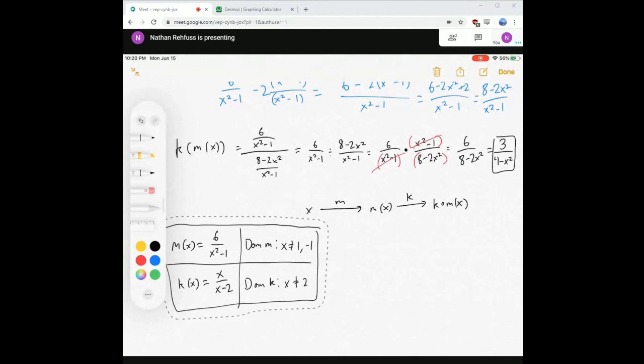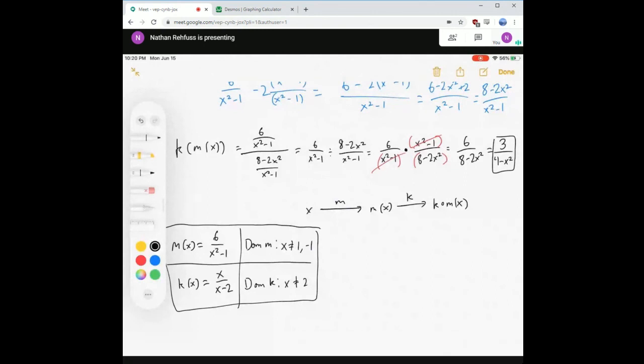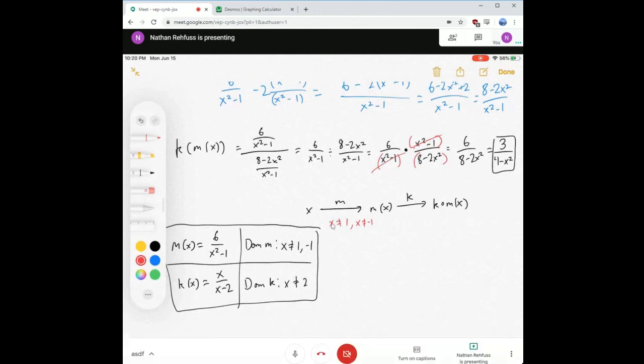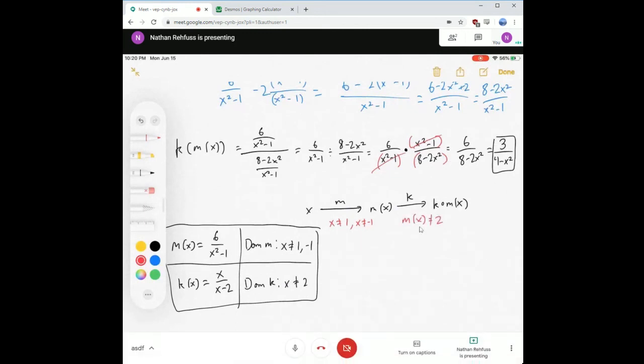How that helps us is, now I can say, okay, if x is going to go into m, then first off, I can't have 1 and I can't have negative 1. Second, m has to go in a. So if x is going to go into m, we have to follow these rules. Now m of x has to go into k, which means m of x will break k if we try to plug in a 2. So m of x is not 2.